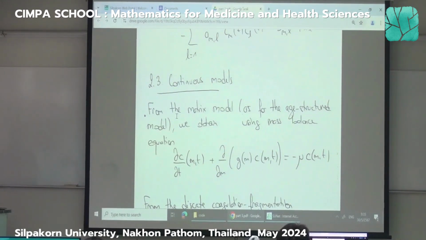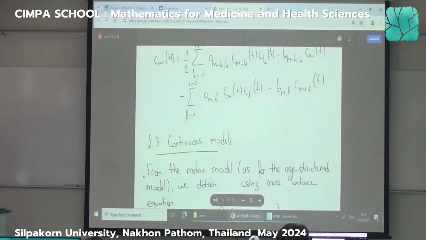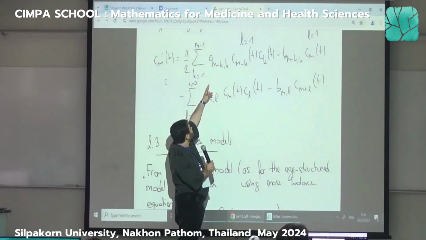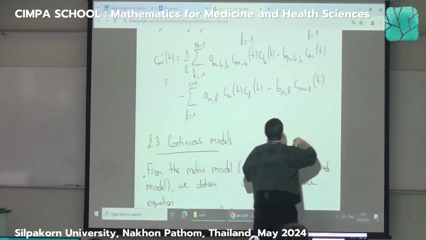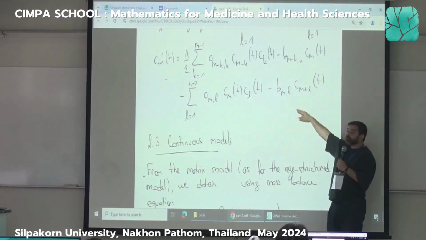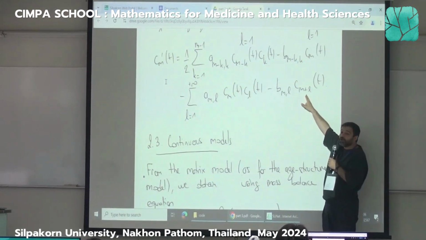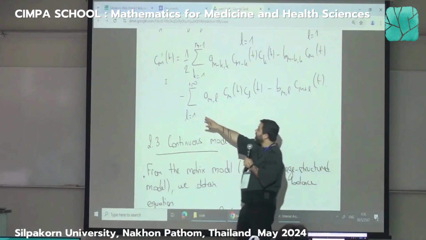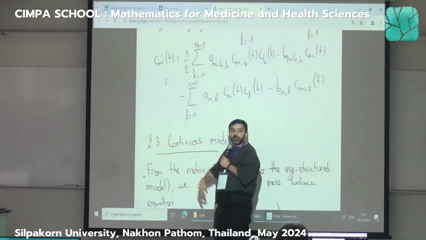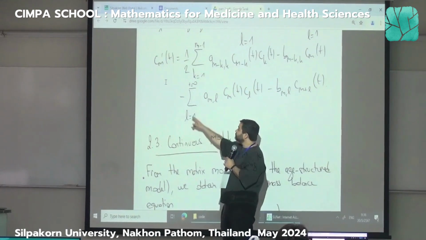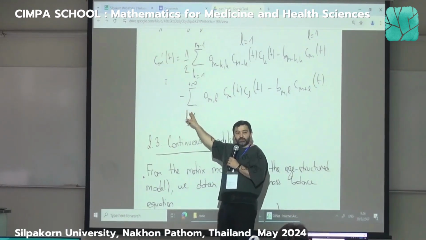So what happens if I start from this one? You do exactly the same. Instead of saying I'm going from n to n plus 1, you say n plus delta n. You grow by a small amount. Then you divide by delta n. You take the limit when delta n goes to 0, and what you get is that this term will become an integral.